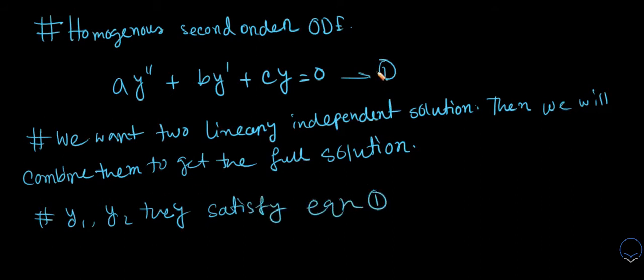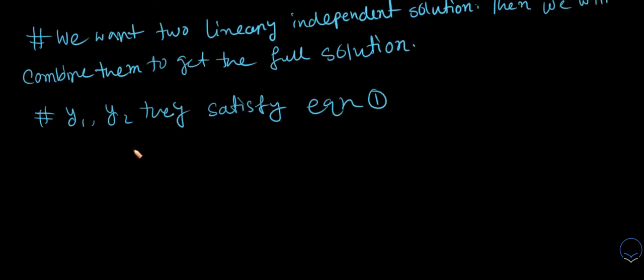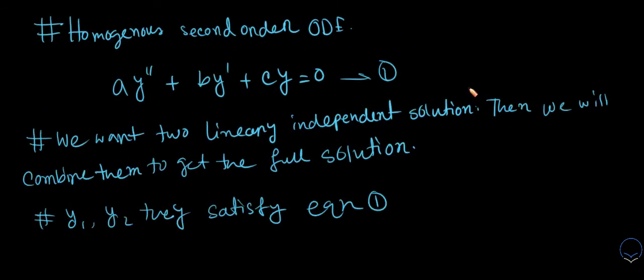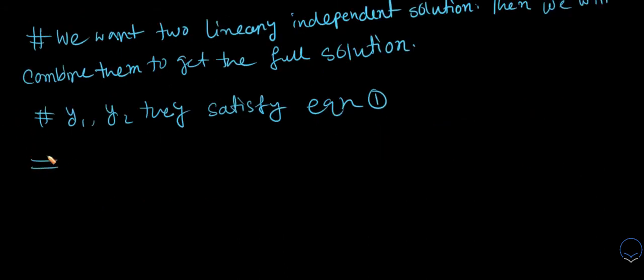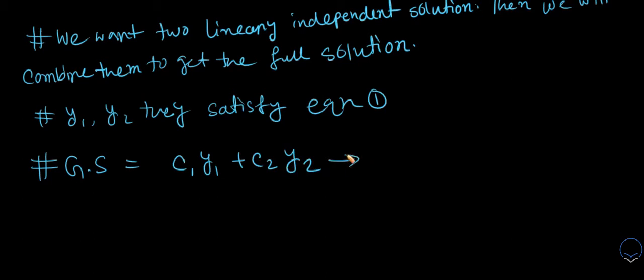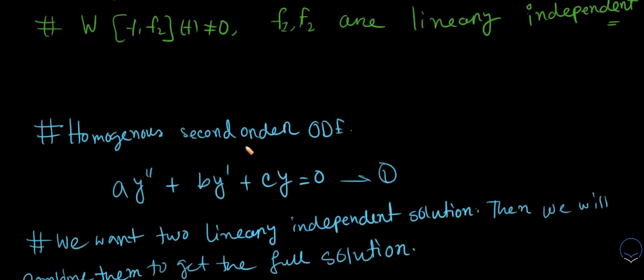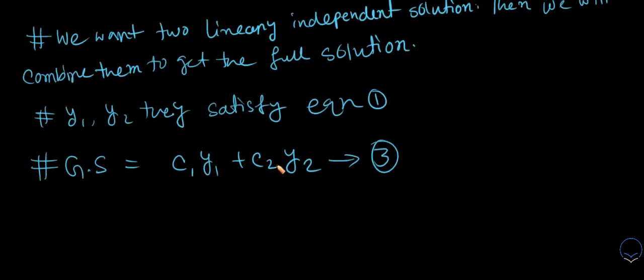So if you just put y1 and y2 over here, you can see that this equation will be satisfied. That's what we are assuming, right? But we want to write the general solution, which can be written as some arbitrary constants c1 y1 plus c2 y2. And if you put this thing, let's call it 3, into 1, you will see that this will decouple.